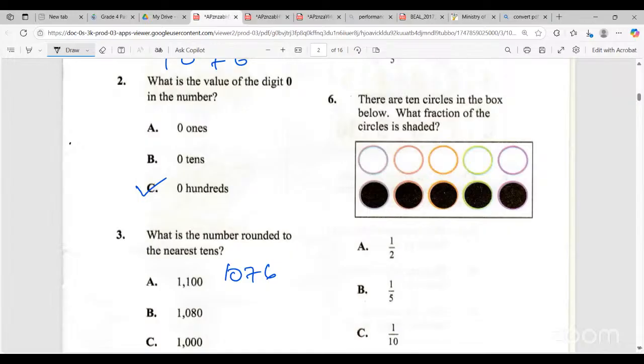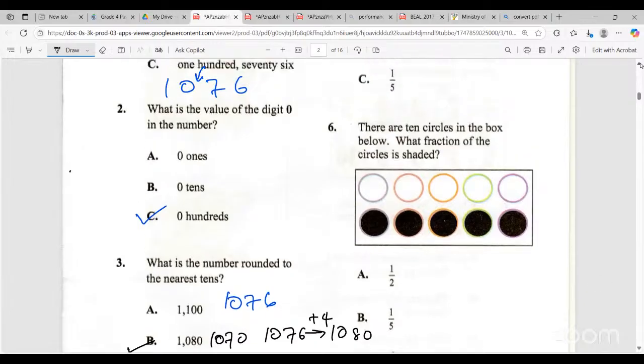All right, so if it's gonna be 76, guys, if you're going up by 10, right? That's what it means when it said tens. So it's actually closer to this because it only needs 4, so it would have been B. So 3 is B. Let's move on to number 4.